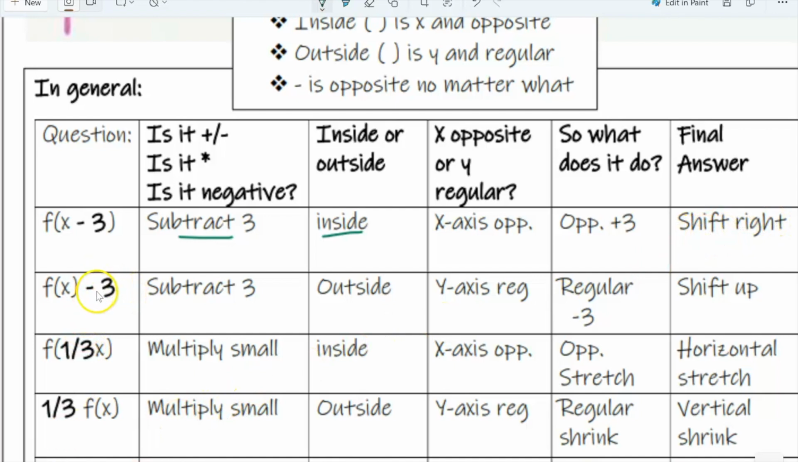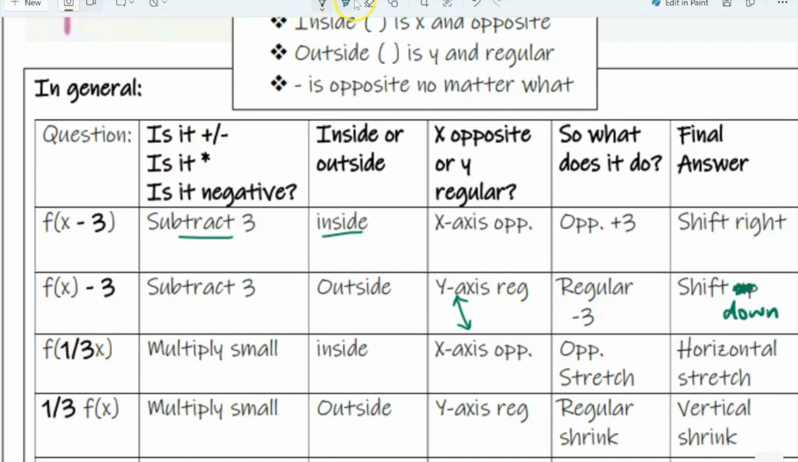This one is outside. So you're subtracting 3. It's addition and subtraction. Subtract 3 outside. Outside is which letter? Y and regular. Okay, so what do you think subtracting 3 on the y-axis, that means you're going up or you're going down, is going to do? You're going to go down 3. And since it's exactly what you think it is, you're really shifting, and this is an error, and I'm going to check to see if you're listening. Instead of shifting up, you're actually shifting down because it's what you think.